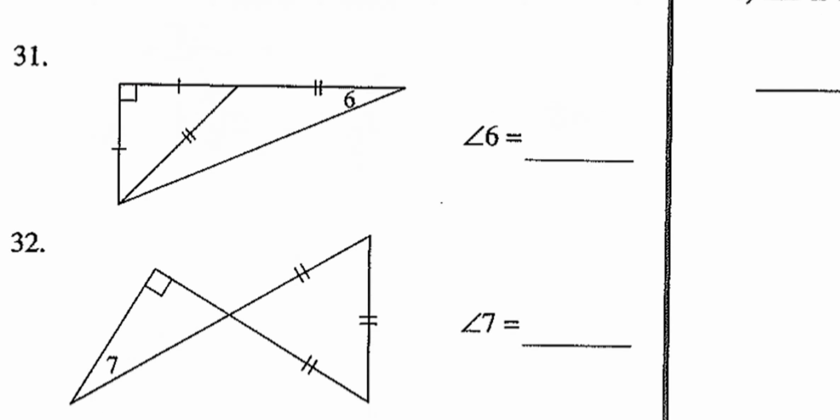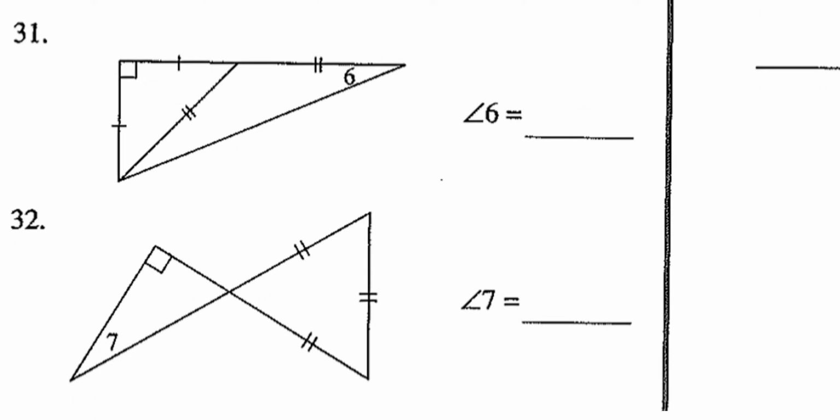Okay, and question number 31. Over here, this is 90 degrees. I have my isosceles triangle there, so these two angles should be the same. So 45 and 45. And now I can do angles on a line there. So this will be 180 minus 45, and that's going to be 135.